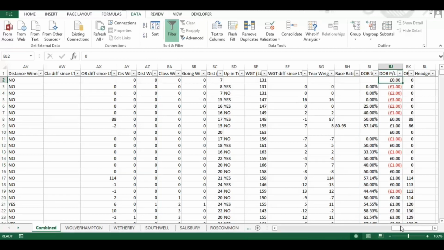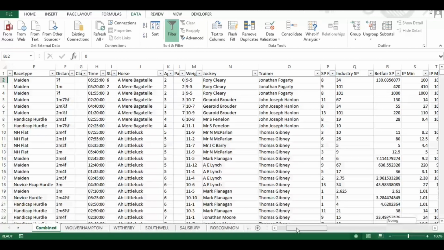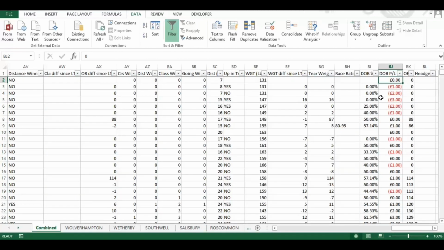Okay, so look at this horse at the top here, Amir Bagatelli. Obviously on the first run it had no percentage and no profit, so we're always looking one step ahead, if you like, when we're recording in this row, and I'm going to give you some examples now.